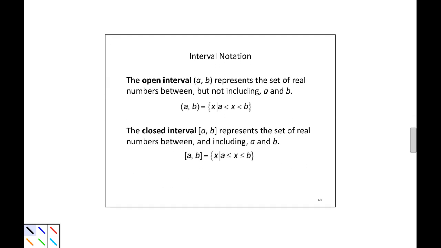So the open interval, a from a to b, represents the set of real numbers between but not including A and B. And then we have the parentheses there, and if you notice, these match up. There are less than symbols there. So this shows all the x values that are between A and B, not including A and B. However, the closed interval, bracket AB, represents the set of real numbers between and including A and B. So if you have two sets of brackets, that indicates we have two less than or equal to symbols in that case.